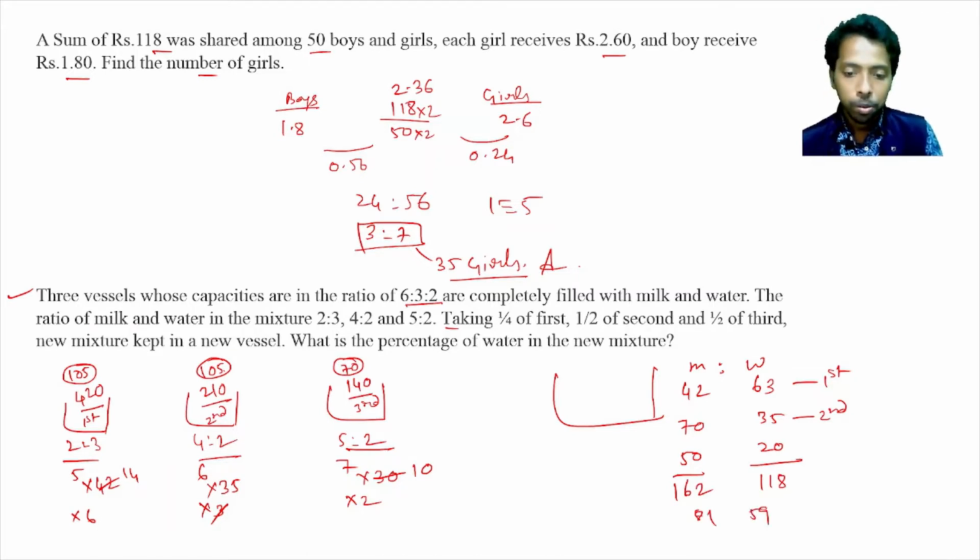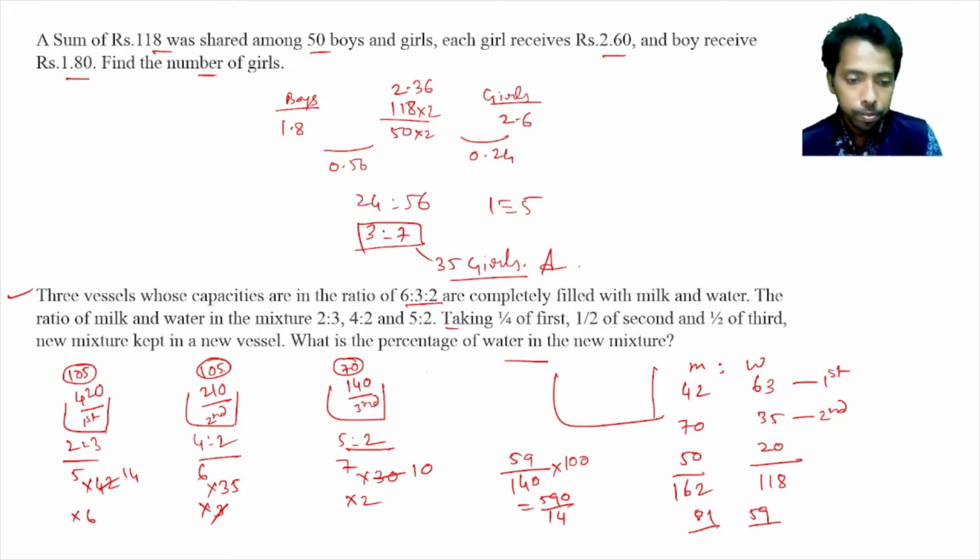Right. So this is the milk part, this is the water part. What it's saying is, what is the percentage of water in the new mixture? New mixture, percentage of water, that is 59. Total is 140. This is 100, right? This gives 590 divided by 14. Okay. Now how do we calculate this?